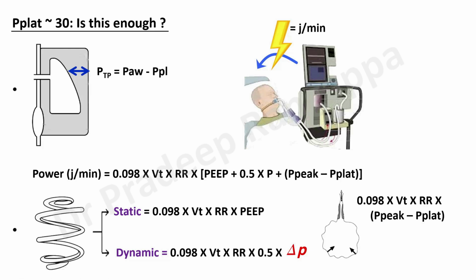So very easy to remember. I'm sure for all the listeners, this is the easiest way of remembering the three sub-variants of mechanical power, which is a static elastic power component, a dynamic elastic component of the power, and a resistive component of the power. So this is the simplistic way we can remember.